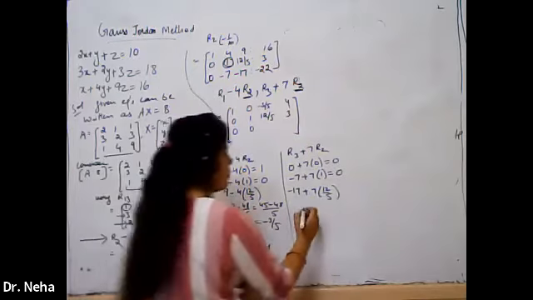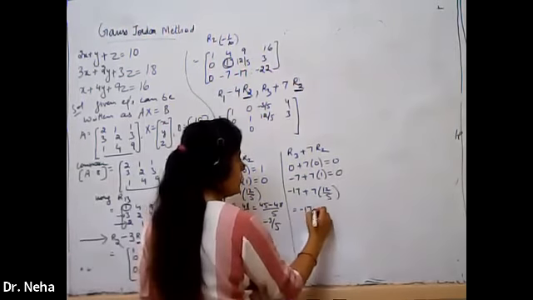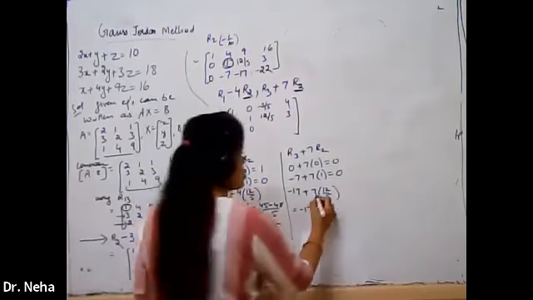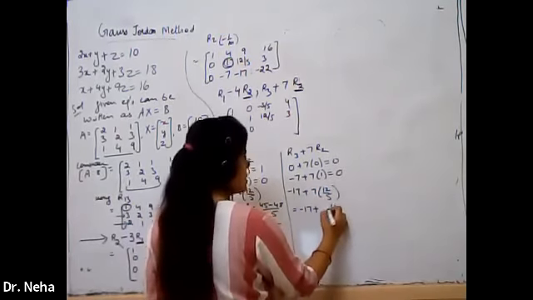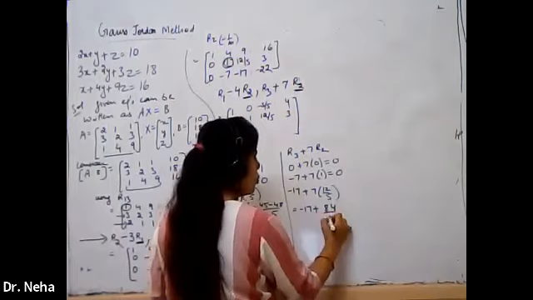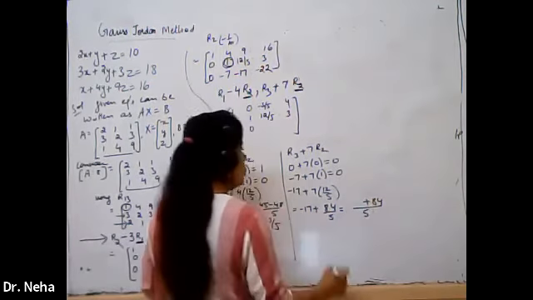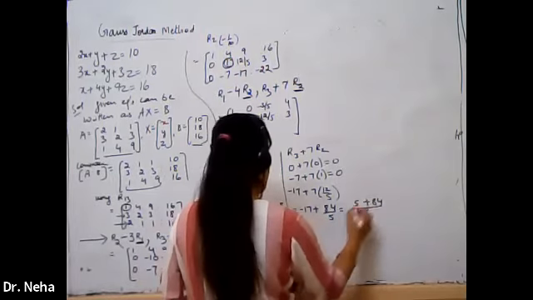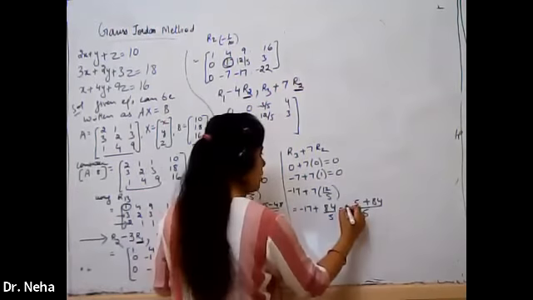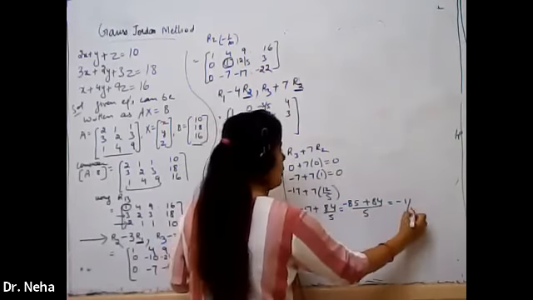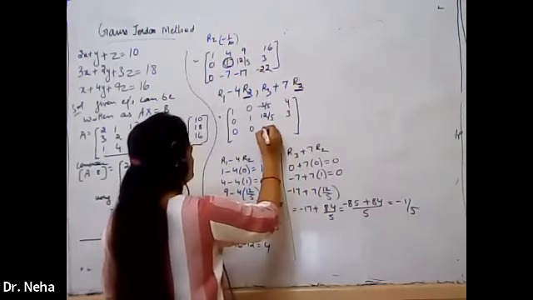We have to simplify it. It will become minus 17 plus. Can we take anything common? No, we cannot. So 7 into 12, 84 by 5. You can take LCM. It will be plus 84 and 5, 85 minus 85. And the total will be minus 1 by 5.